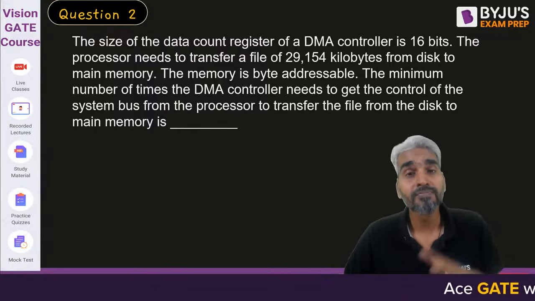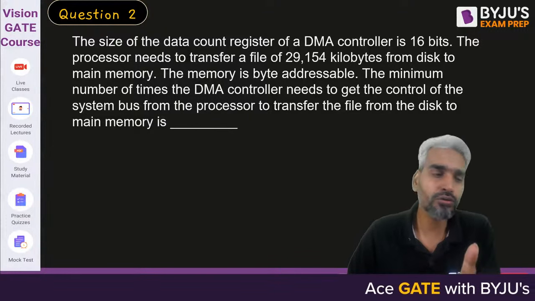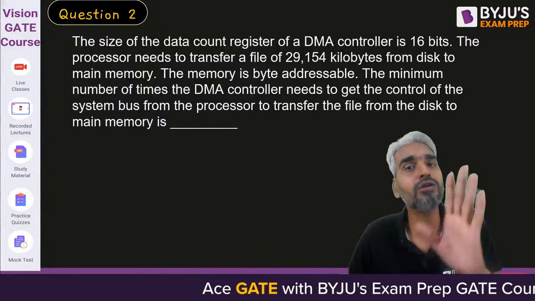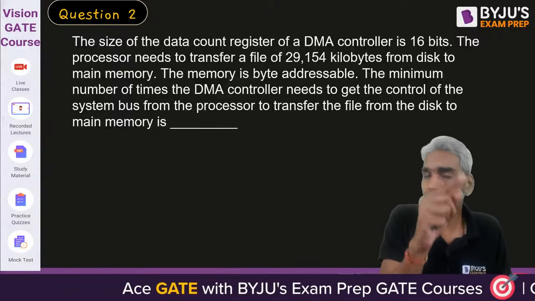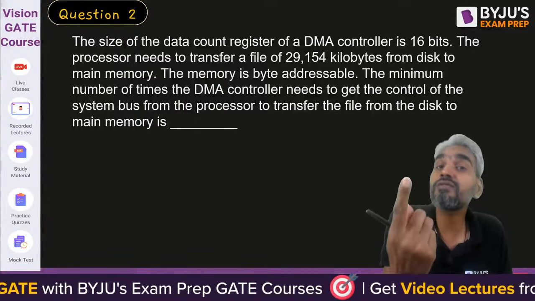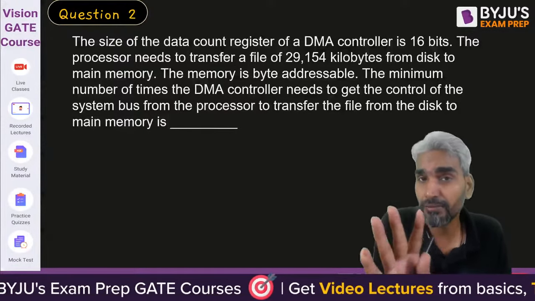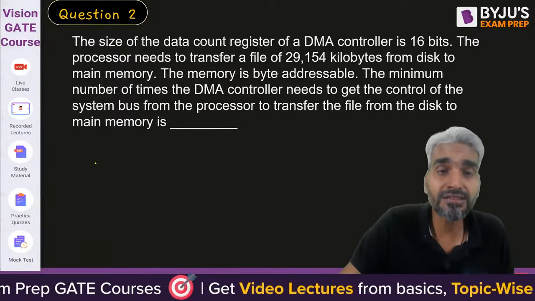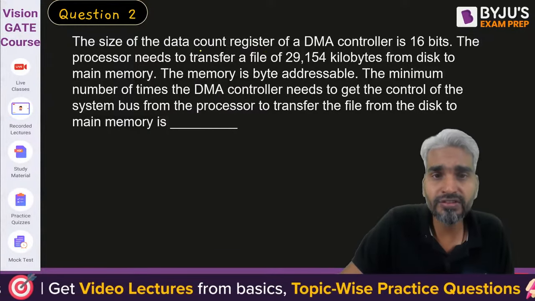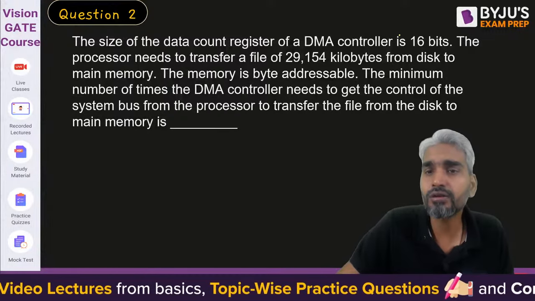Once the bus is allocated to the DMA controller, it will keep transferring the data using that bus until the count value becomes 0. So the initialization of that count defines how much data can be transferred in one DMA cycle, one DMA operation. The size of the data count register of the DMA controller is 16 bit.